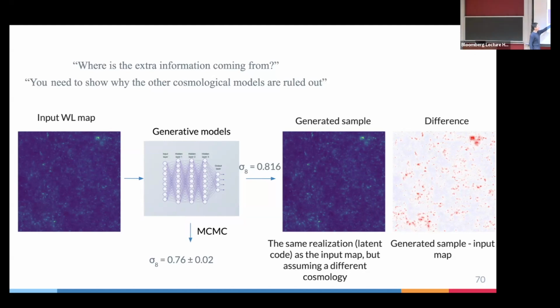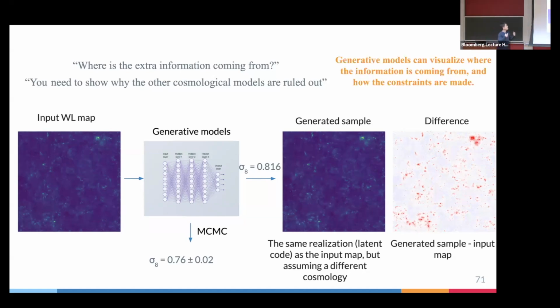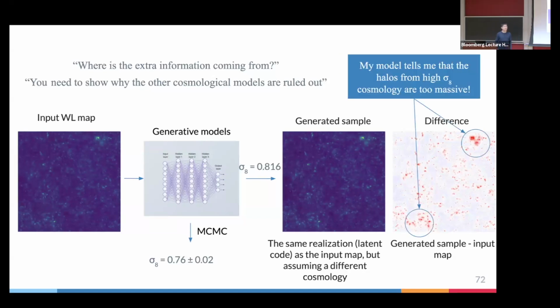We map this back to the latent space, and we use that same latent code to regenerate new data, assuming a new cosmology. They look pretty similar, but if you take a difference of these two maps, you begin to see this residual field. This would really help you to visualize where the information is coming from. For example, in this case, all these structures correspond to the halos. My model would tell me that all these halos from the high sigma cosmology would be too massive and not consistent with the input data.